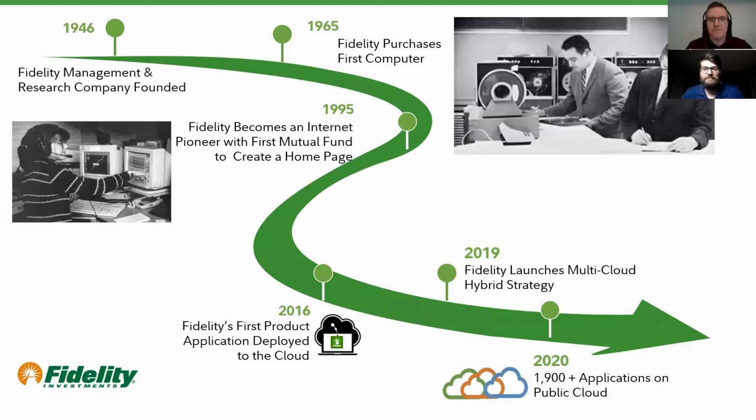Thanks, Pete. Great. So now that you've heard a little bit about ourselves, I just wanted to share a little bit about Fidelity, and in particular, how we've used technology and how that's evolved over the past 70 plus years, bringing us right up to today. As you can see, around the 1960s, Fidelity purchased its first computer. Jump forward to 2016, and we deployed our first application in cloud. In 2019, we launched a multi-cloud hybrid strategy. And in 2020, so far this year, we have over 1,900 applications on public cloud and growing.